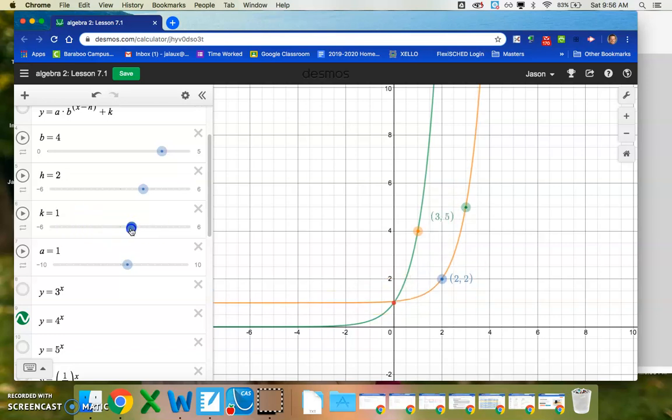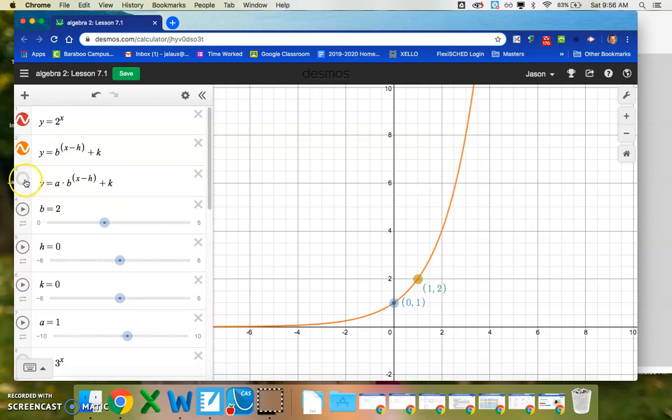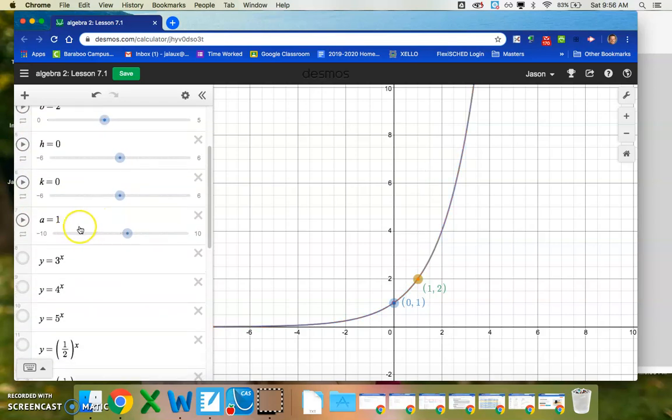So let's get the k value back down to 0 and the h value back down to 0. And we'll go base back down to 2 just so we can compare, keep the graphs pretty simple for right now. So the one thing we got left to do is just talking about the a value. The a value has always been a trickier one.